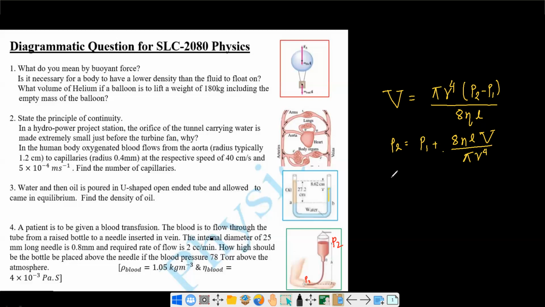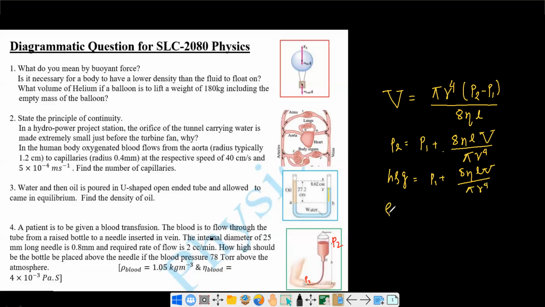That is the density of blood, that is h rho z. H means height, and rho is the density of blood because blood is flowing, and z the acceleration due to gravity. So this is p1 plus 8 pi 8 eta lv, where v means volume of blood per unit time, so pi r to the power 4.